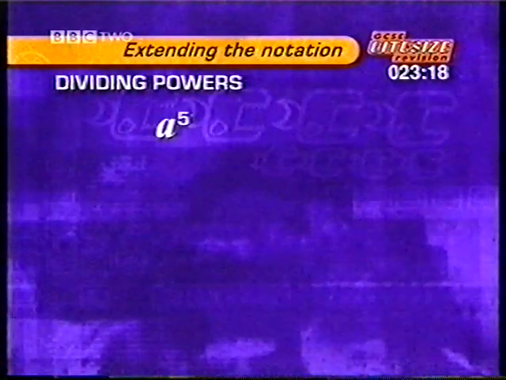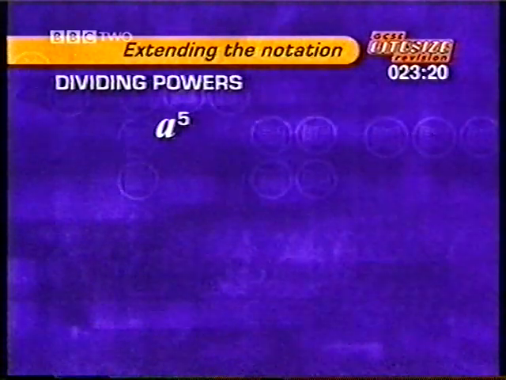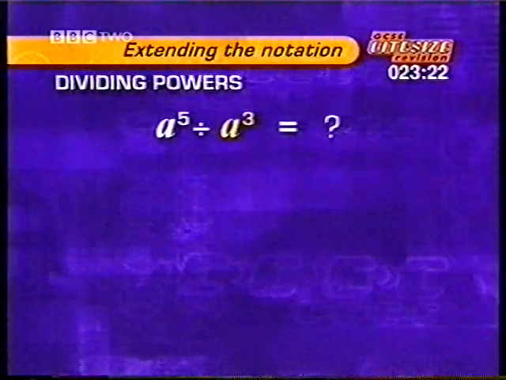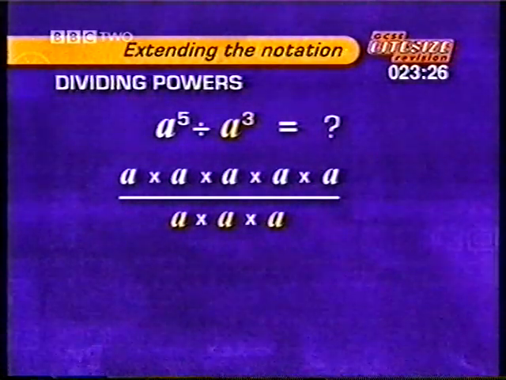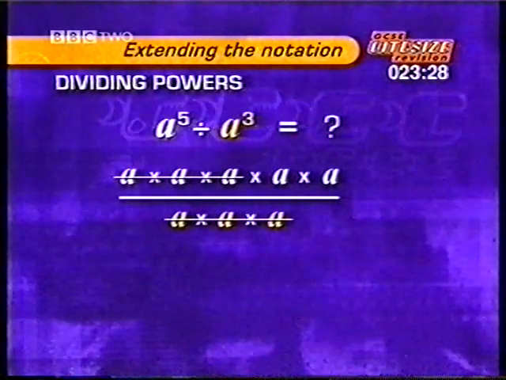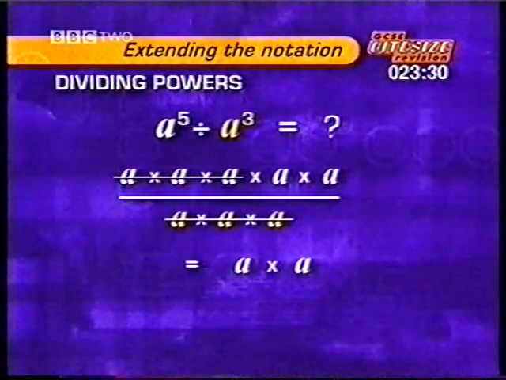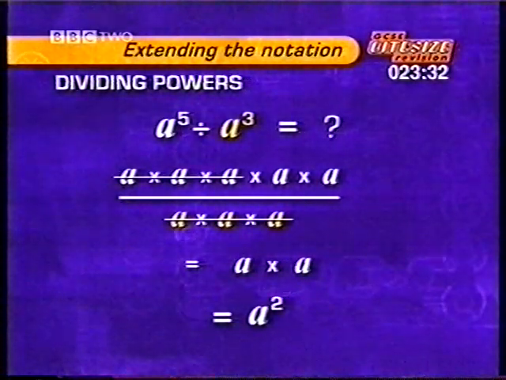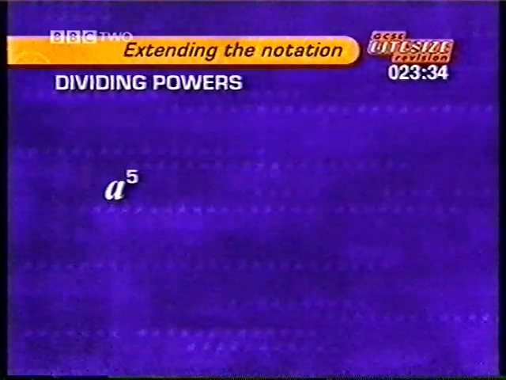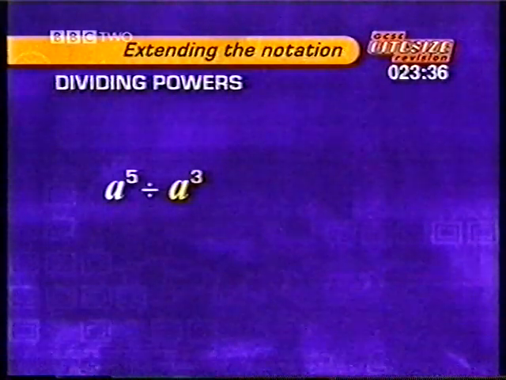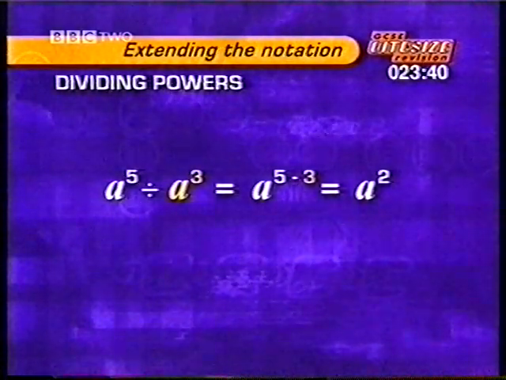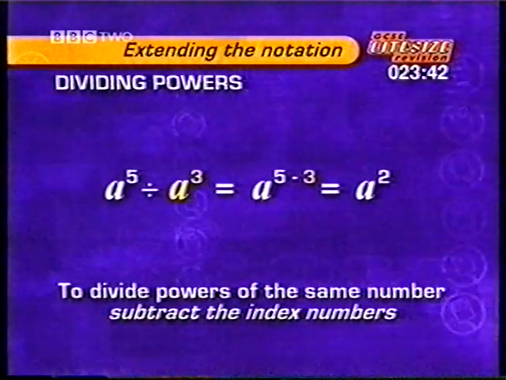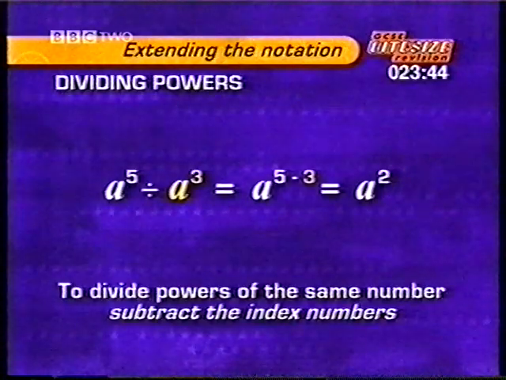What about dividing powers of the same number? What is a to the power 5 divided by a to the power 3? To see what's happening, write out each power of a as a repeated multiplication. Cancelling the fraction leaves a times a, which is a to the power 2. So a to the power 5 divided by a to the power 3 is a to the power 5 subtract 3, that's a to the power 2. So to divide powers of the same number, you subtract the index numbers.